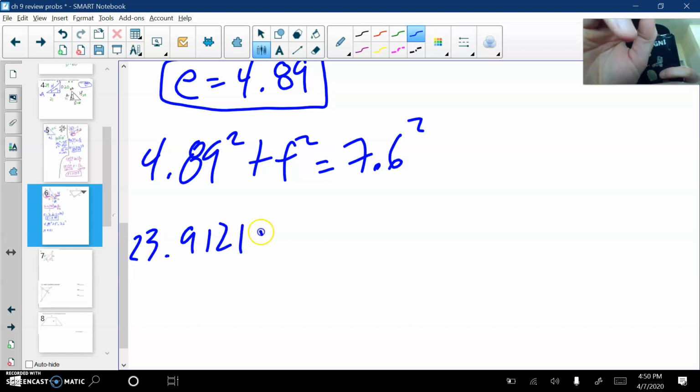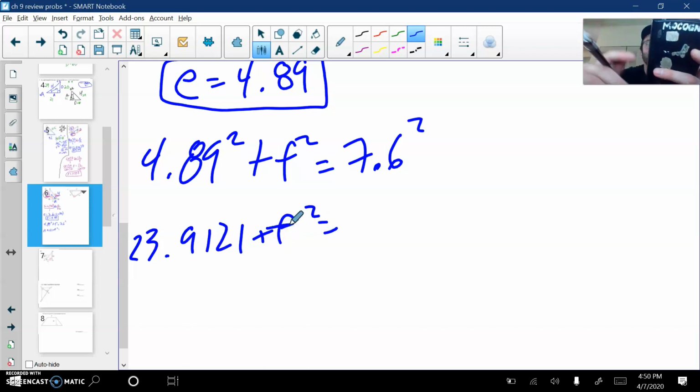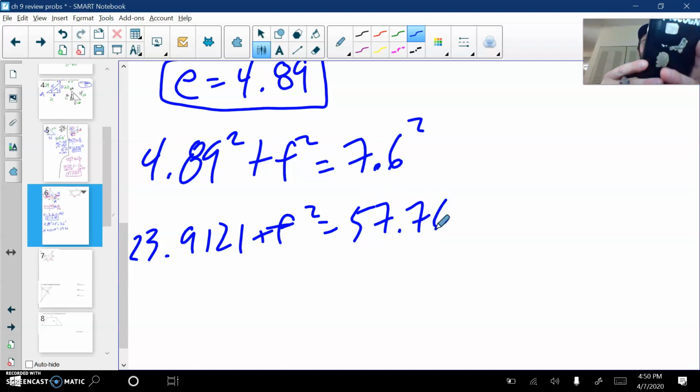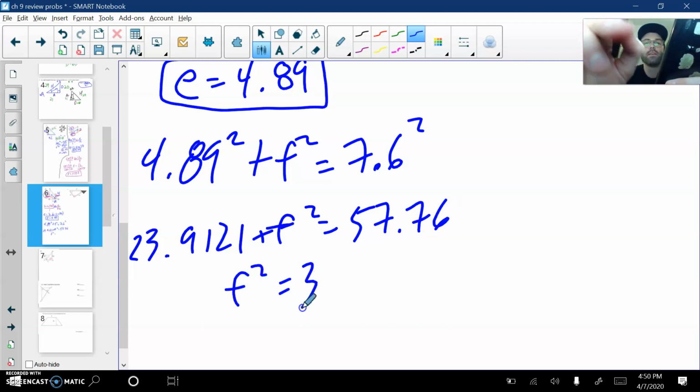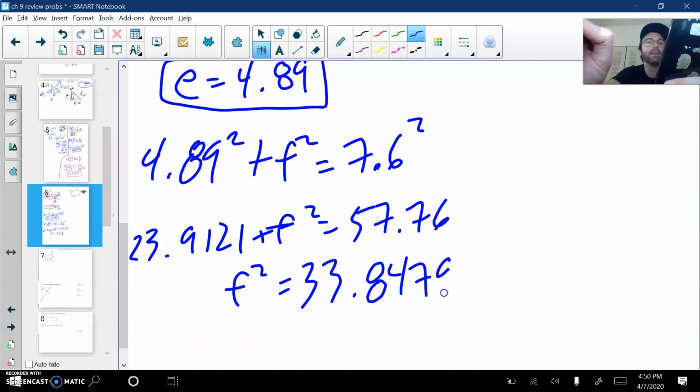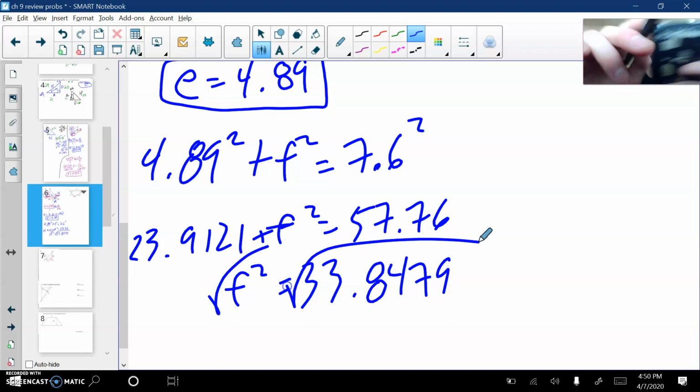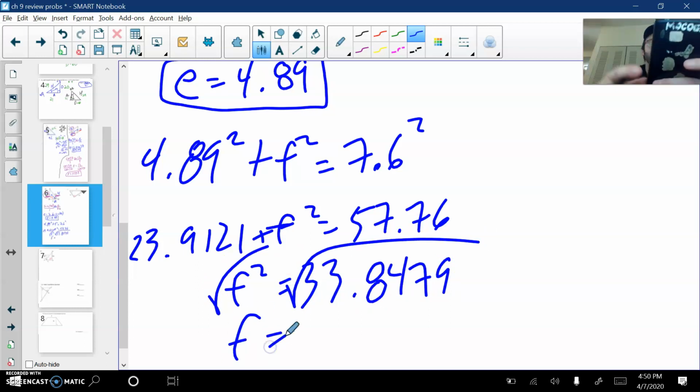23.9121. And for this sake, I'm not going to round that, just to try to keep it as exact as possible. This is 57.76. If you round your final answer, that's fine, but don't round the work that you're doing to get it, if that makes sense. So I got 33.8479. Again, not rounding until I take the square root of both sides. F is 5.82.